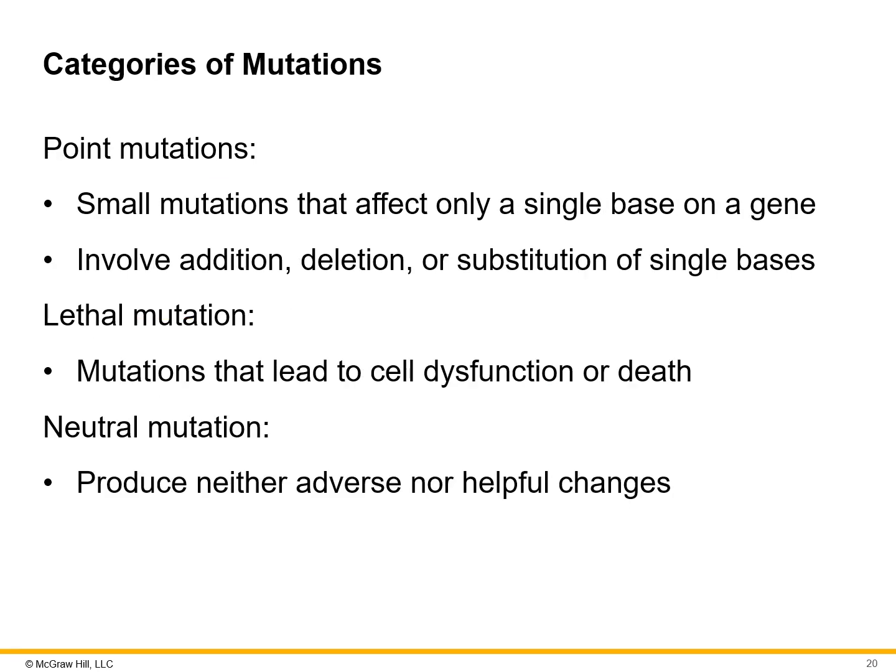There are multiple types of mutations. So point mutations. These are small mutations where only a single base on a gene gets changed. So again, a C changing to a G. This could also include adding a nucleotide, deleting it, or just changing or substituting it. And then these mutations can be lethal, of course, meaning a dysfunction or death of that cell, or they can also be neutral, where that change doesn't help it and it doesn't hurt it.